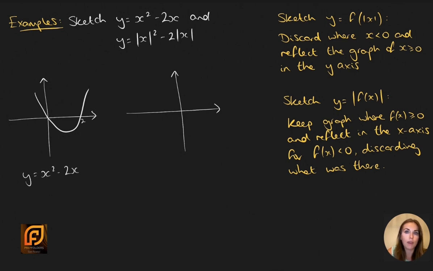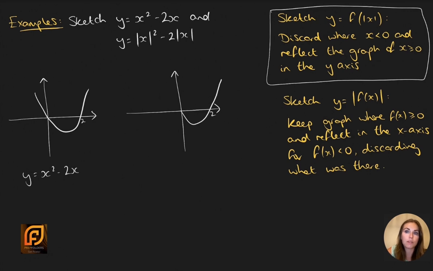Now, the absolute value of x squared minus 2 times the absolute value of x is a function of the absolute value of x. So we discard the part of the original graph where x is less than 0 and reflect the part where x is greater than or equal to 0 in the y-axis. So this is the part of the original graph that is greater than or equal to 0. Now we just need to reflect it in the y-axis. That looks like this. So now the graph meets the x-axis at 2, 0, and -2.